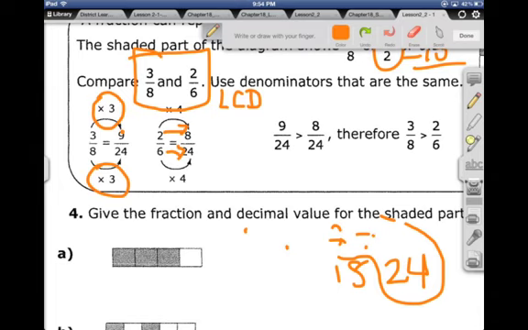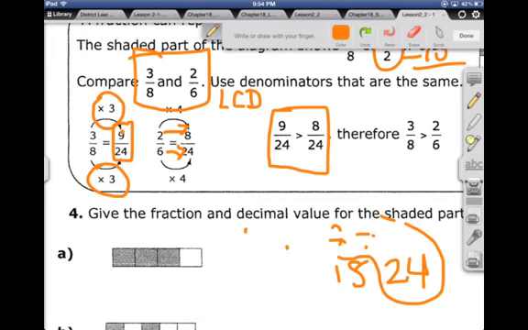Now, look. 3/8 is 9 out of 24. Okay, if you want to get it back, you could always divide it by 3, and you go right back to 3/8. So those fractions are equivalent. 9/24, 9 parts out of 24. I'd rather have 9 out of 24 than 8 out of 24. I'm a lot closer to 24, aren't I?